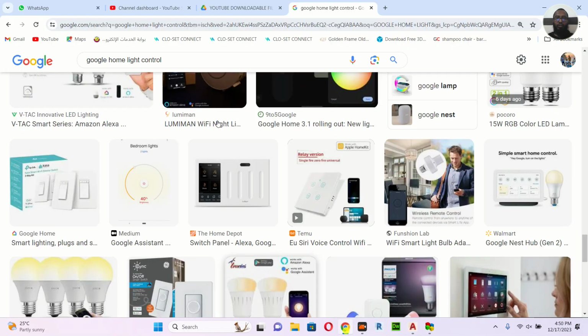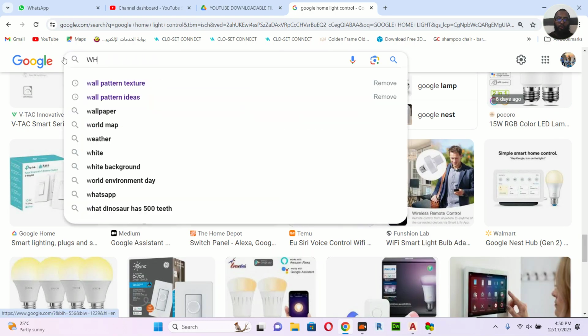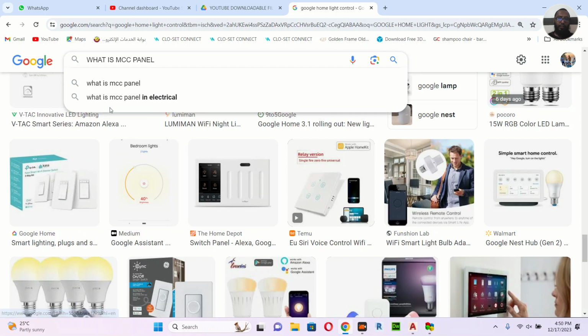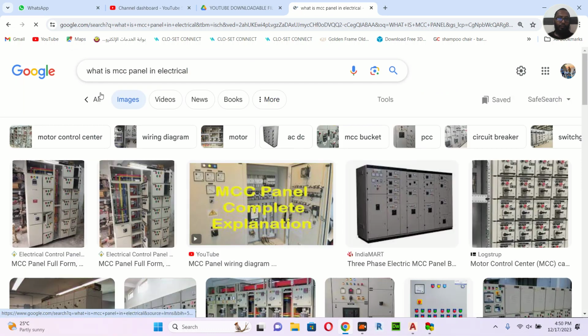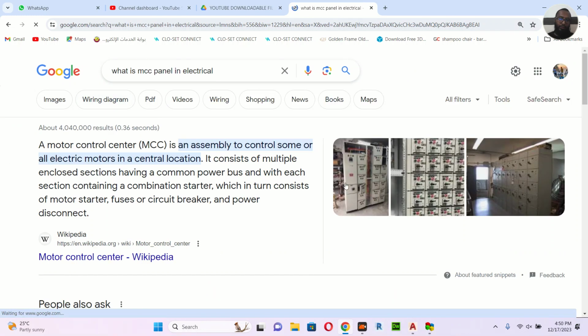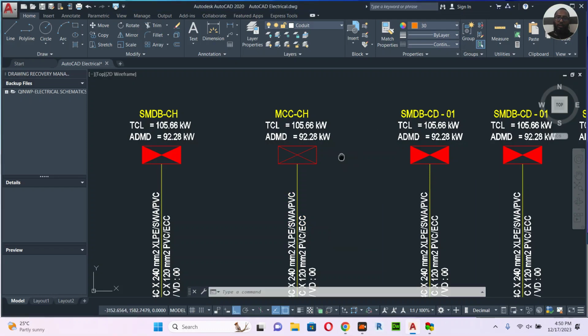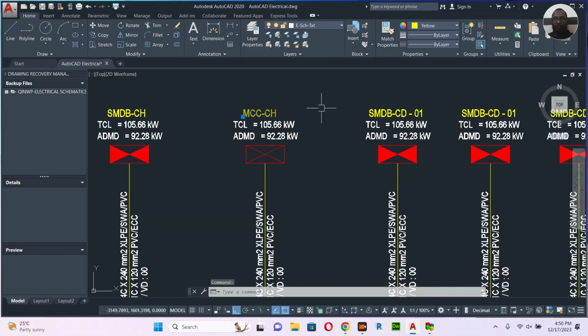If I am not wrong, let's check: what is an MCC panel in electrical? So it looks like this. See this one, too many switches. Not all will be like this, some are smaller. So a motor control center, MCC, is an assembly, you can read this one. So normally all the motor-related loads will be connected here.